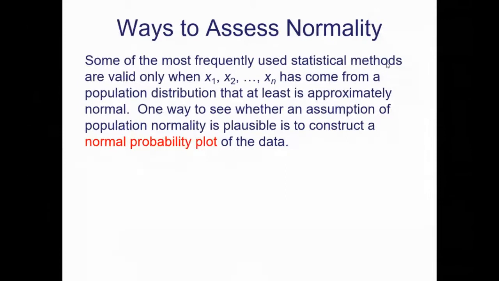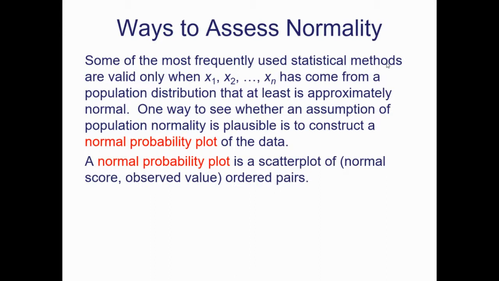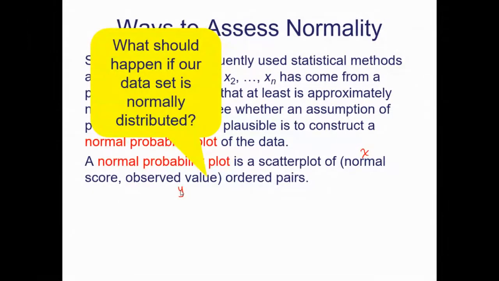So one way to do this is to look at a normal probability plot, which is a scatter plot of normal scores and their observed value ordered pairs. Their normal score is the x, the observed value is your y. We're going to do a scatter plot of these. So what should happen if our data set is normally distributed? Anyone want to take an educated guess? What should our scatter plot look like if it's normally distributed? Great. You actually nailed it. It should be a straight line, approximately.